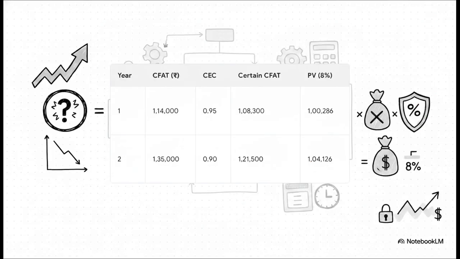Here's how it builds into an actual analysis. You take your initial risky cash flows and multiply them right by your certainty equivalent coefficient. Take a risky 1.14 lakhs, multiply it by a 0.95 coefficient, and it shrinks down to a safe, certain cash flow of 1.08 lakhs. Because you've essentially stripped the danger out of the cash flow itself, you can now safely discount it using your standard baseline 8% risk-free rate to find your final present value.